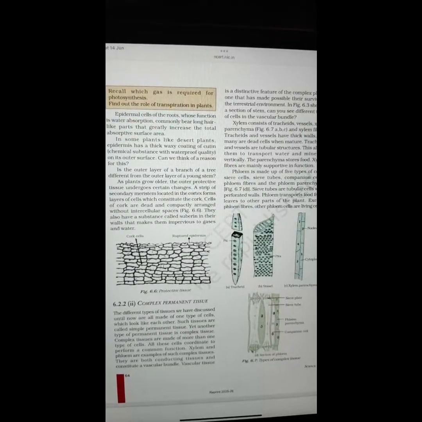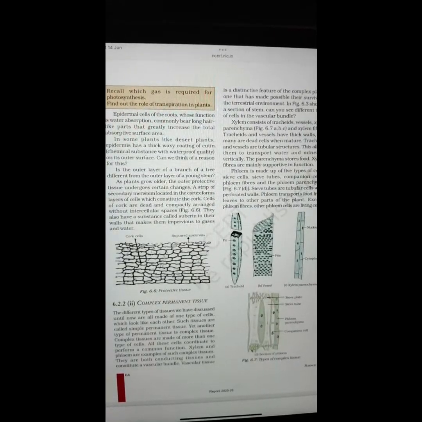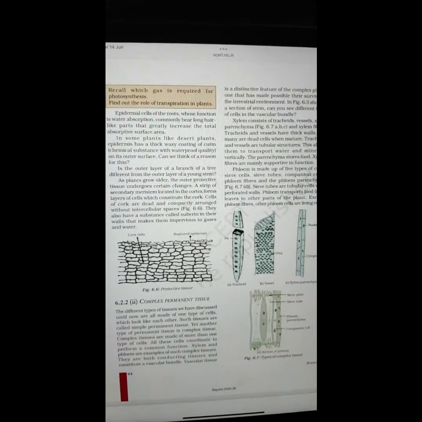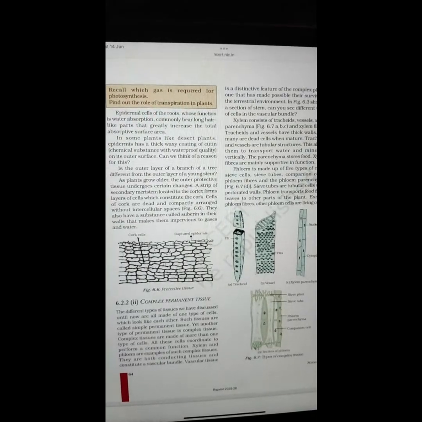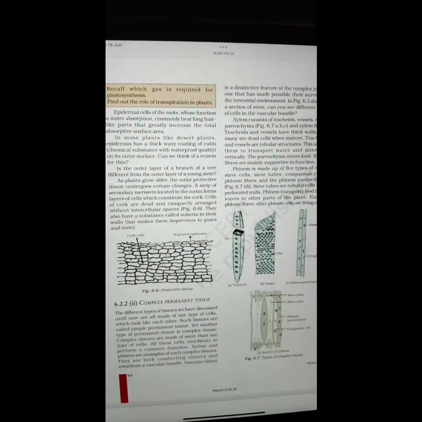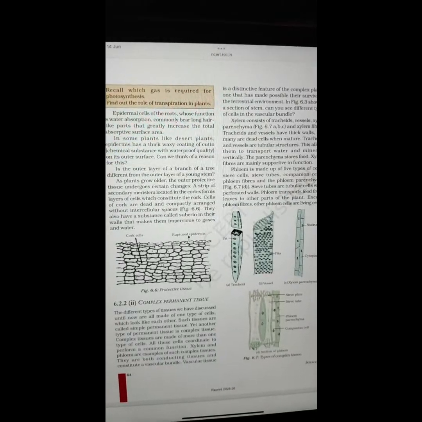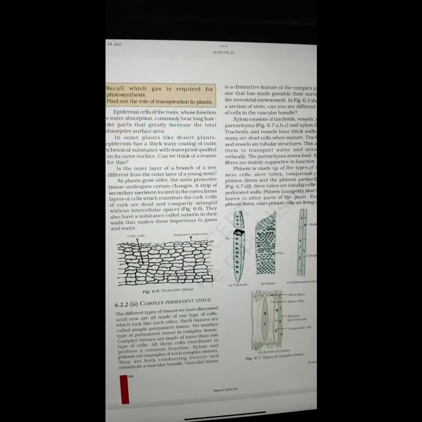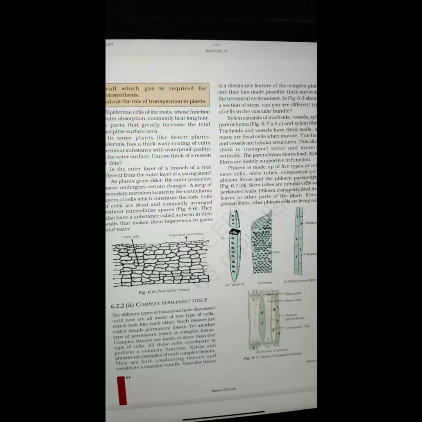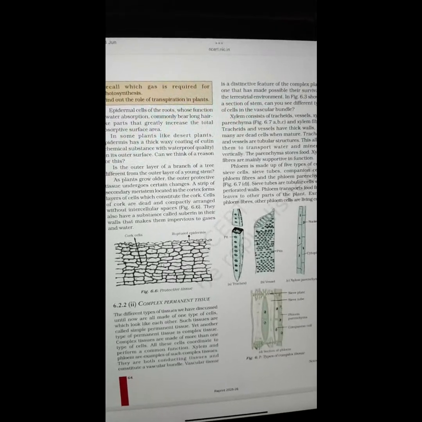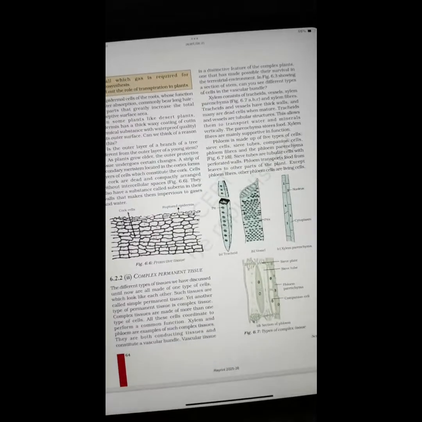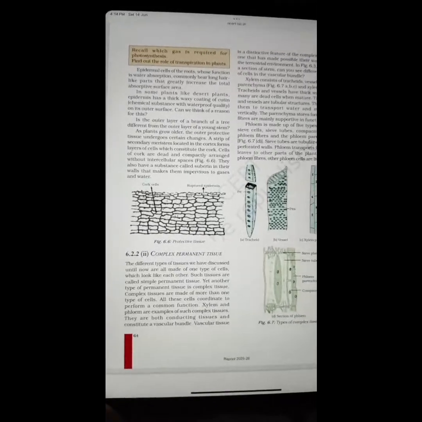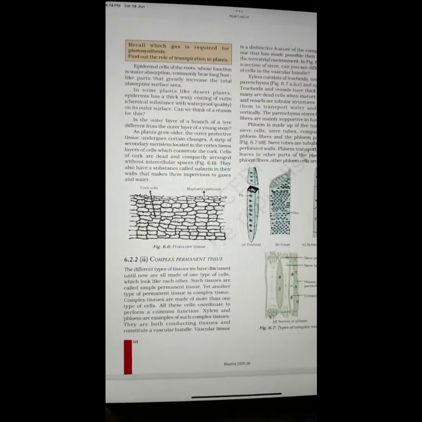Is the outer layer of a branch of a tree different from the outer layer of a young stem? As plants grow older, the outer protective tissue undergoes certain changes. A strip of secondary meristem located in the cortex forms a layer of cells which constitute the cork. Cells of cork are dead and compactly arranged without intercellular spaces. They also have a substance called suberin in their walls that makes them impervious to gases and water. Figure 6.6, protective tissue.